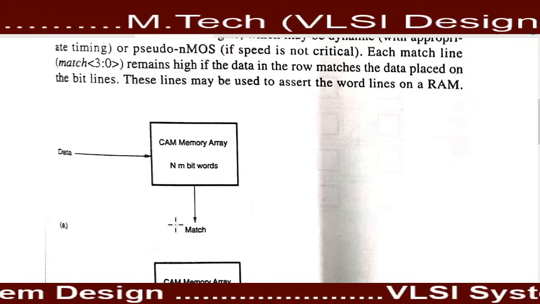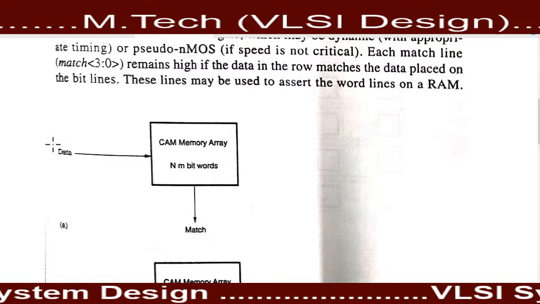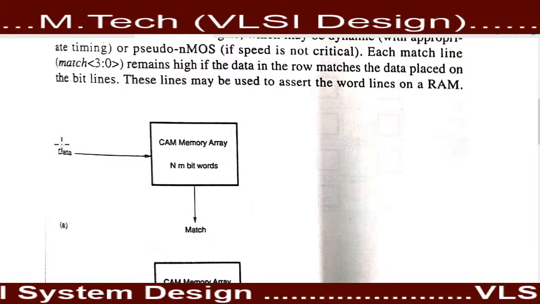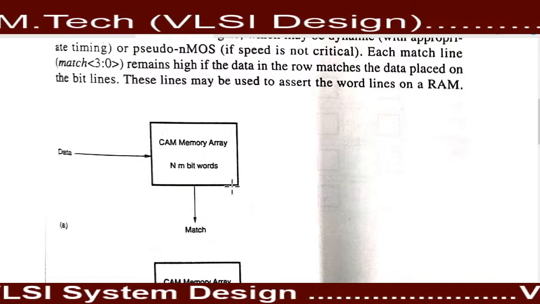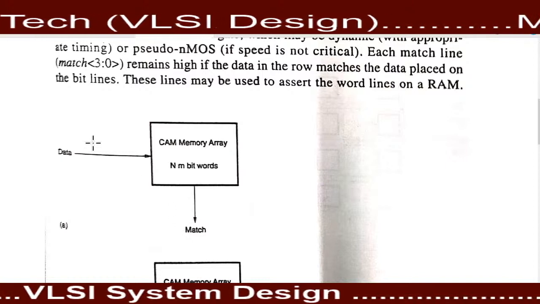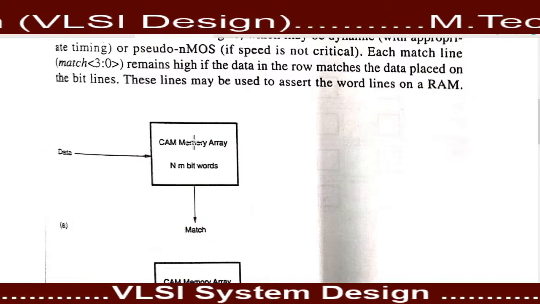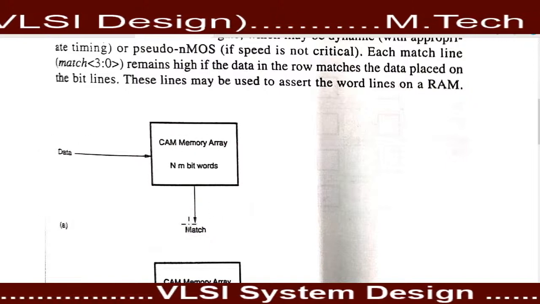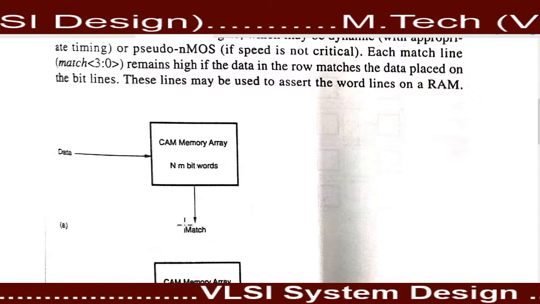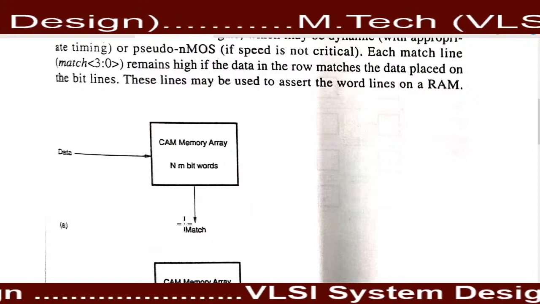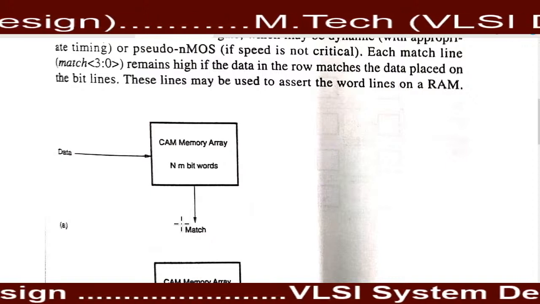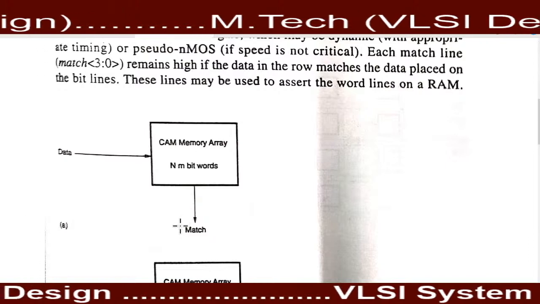Okay, I'm repeating my sentence. If the data that is to be searched is available in the CAM memory cell, the match signal is active. If the data that is to be searched is not available in the CAM memory cell, at that time this match signal will be low. This match signal is nothing but an address.